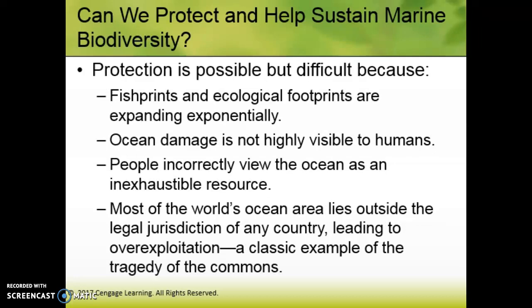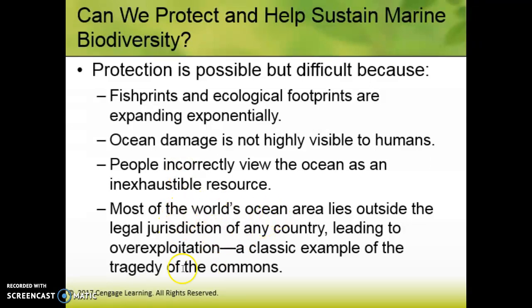So, can we protect and sustain marine biodiversity? Yeah, but it's tough because our fish prints are expanding. Ocean damage, like I said, and I still can't remember the movie, but it's hard to see how you mess up the ocean. It's so big that people think, there's no way I can mess it up. There's no way we're ever going to run out of that. Look how big it is.